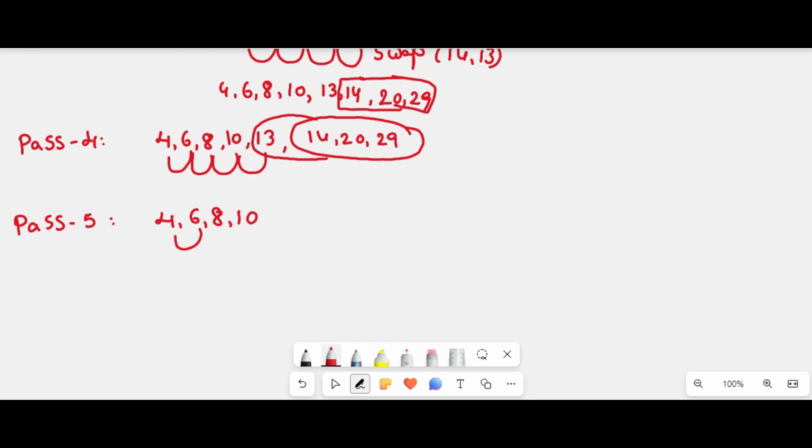Compare these two, in proper order. Compare these two, in proper order. These two are in proper order. So no change here. So 10. That means in the next iteration, the next largest element, 10, is placed, and the previous elements 13, 14, 20, 29 are placed in the correct position.